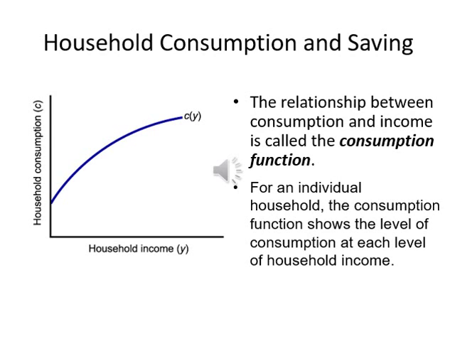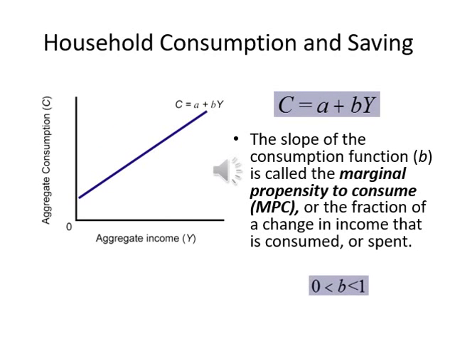Household consumption and saving. The relationship between consumption and income is called the consumption function. For an individual household, the consumption function shows the level of consumption at each level of household income. C equals A plus B times Y. The slope of the consumption function, B, is called the marginal propensity to consume, MPC, or the fraction of a change in income that is consumed, or spent.